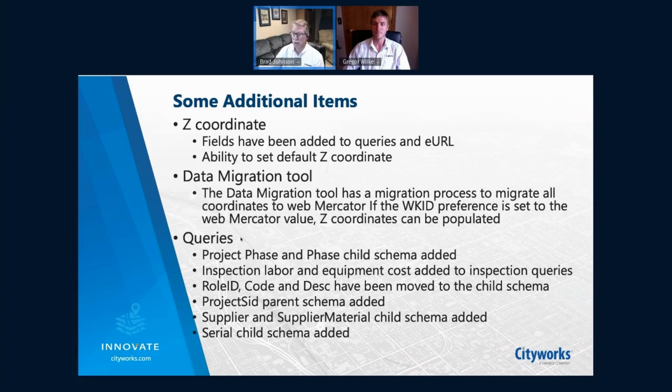Project phase, child schema has been added. Of course, as we talked about labor and equipment in inspections, that has been added now. Role ID, code, and description, child schema. And as you can see, we also in storeroom, we've added suppliers. In the past, we couldn't do any type of queries and searches on the supplier and supplier material. That's all been added now, as well as serial number schema, because that will be something coming soon in storeroom, is the ability to track serial numbers, warranty dates, and expiration dates. EURL updated to support ArcGIS indoors and all of that new Z coordinate information.